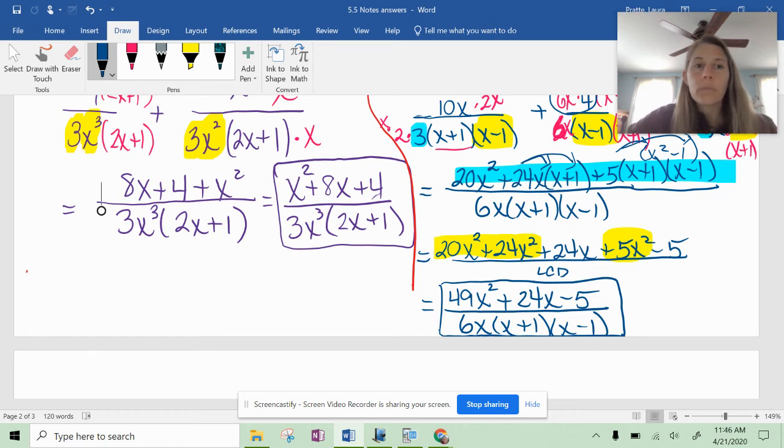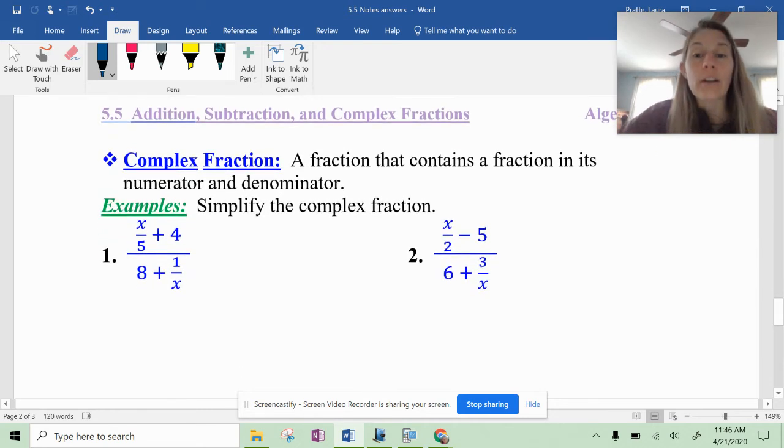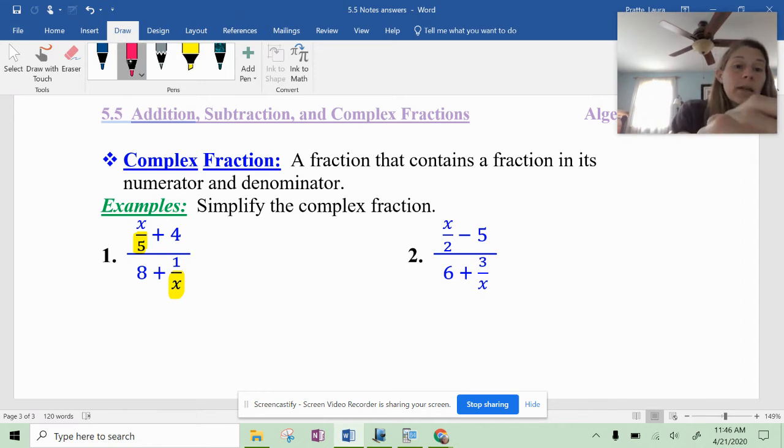So, all right. So the last page is going over complex fractions. So basically, a complex fraction is just a fraction that contains a fraction. So what we want to do first is get rid of the fractions within the fraction. So if we just had x plus 4 over 8 plus whatever, it would look a lot easier. So we want to get rid of those denominators in the fraction itself. So, I just highlighted the denominator that was in the top, and I highlighted the denominator that was in the bottom. So you're going to come up with the LCD from those.